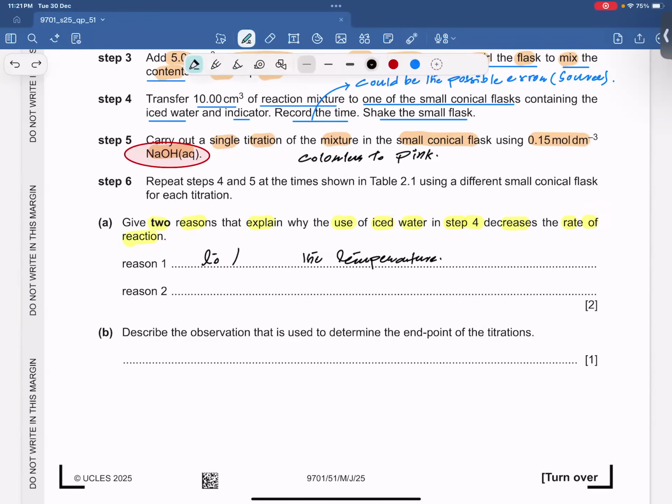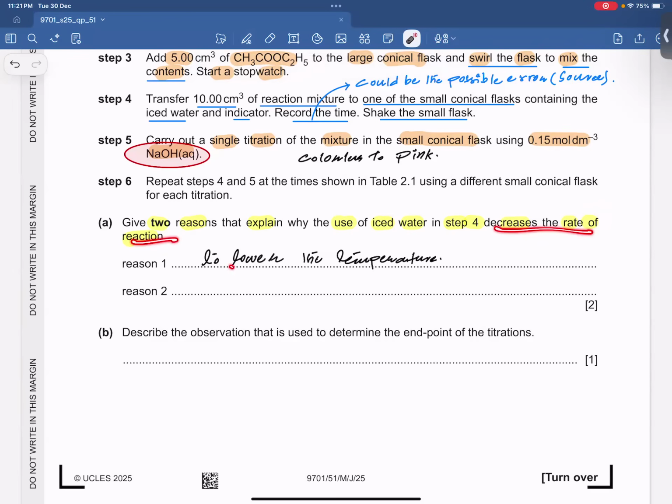That's tricky. Since examiner is saying decreases the rate of reaction, which means ice water lowers the temperature. When it lowers the temperature, lowers the kinetic energy, lowers the rate of reaction, okay? Because it lowers the collision frequency also. And second thing, I'm not sure about the second thing. What's the purpose of the second thing?